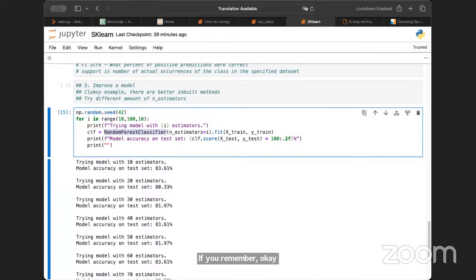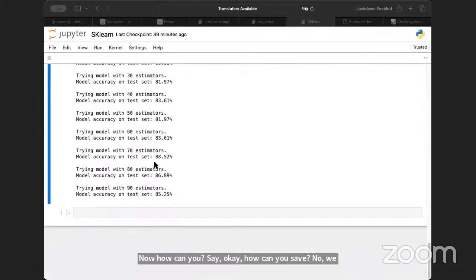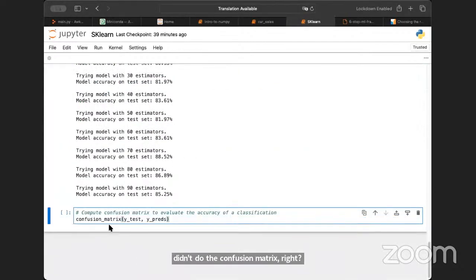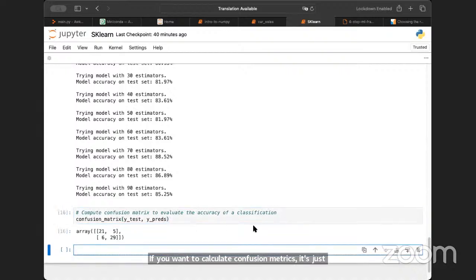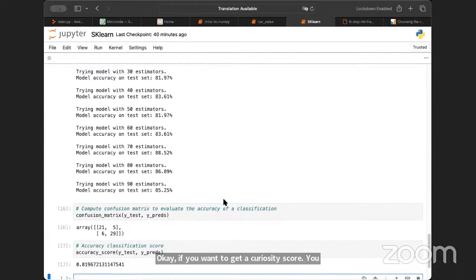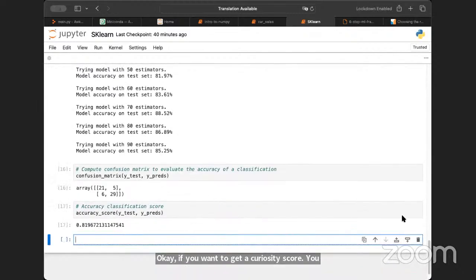Now, how can you save? Oh, we didn't do the confusion matrix, right? If you want to calculate the confusion matrix, it's just like this, confusion matrix. Boom. You can get the confusion matrix. If you want to get the accuracy score, you can do something like this, accuracy score.